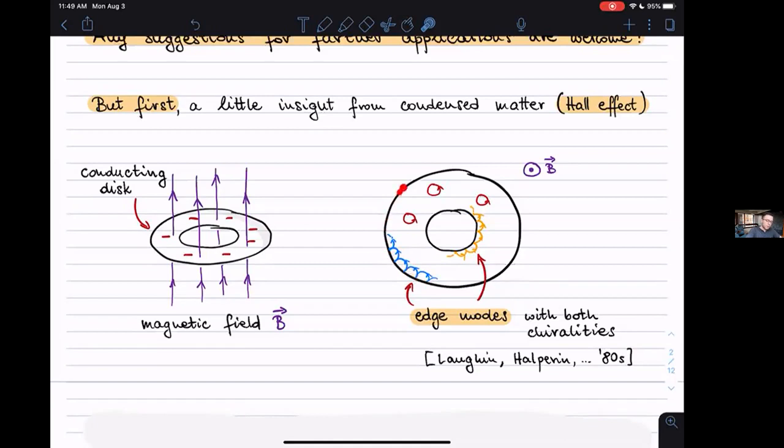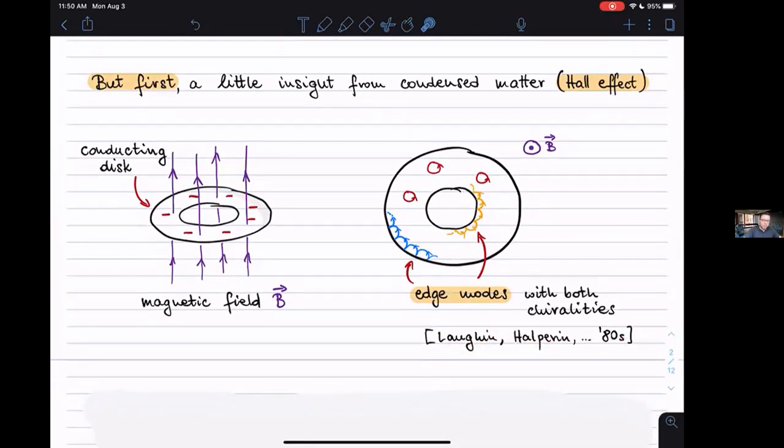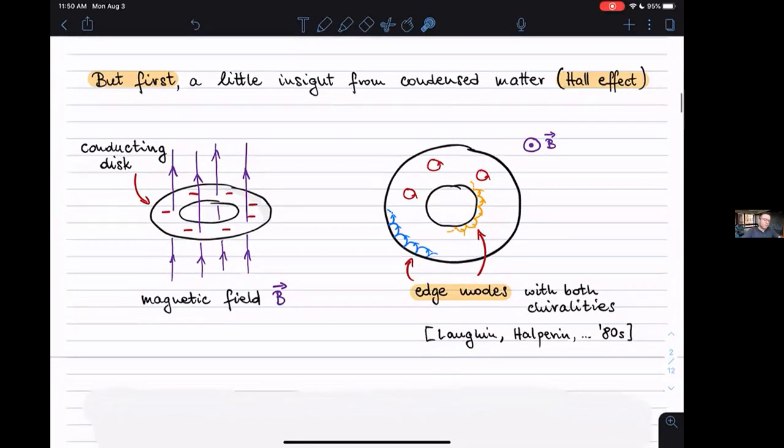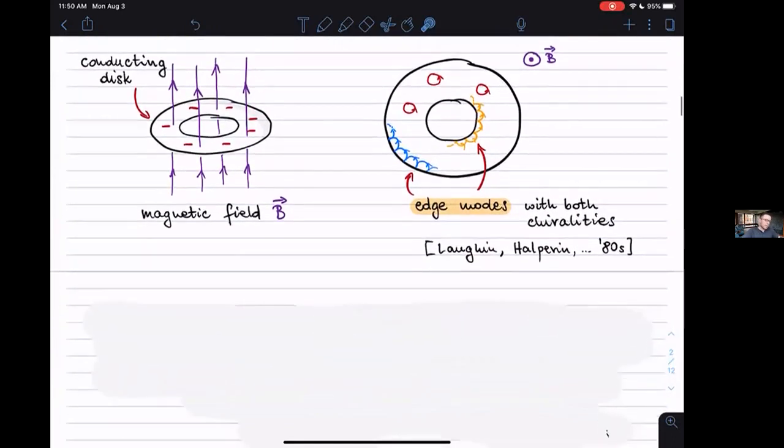And ultimately, there will be a chain of modes propagating in one direction on the boundary of this disk. Similarly, you can repeat the same thought experiment close to the other boundary. And once again, there will be a mode that goes along the boundary, but now in the opposite direction. So these modes, which are confined to the boundary, are called the edge modes, and they come with both chiralities. So we had one chirality going in this direction, and one chirality going in that direction. And that's something that has been known since the 80s, and there's a level of experimental verification to these kinds of ideas in condensed matter.